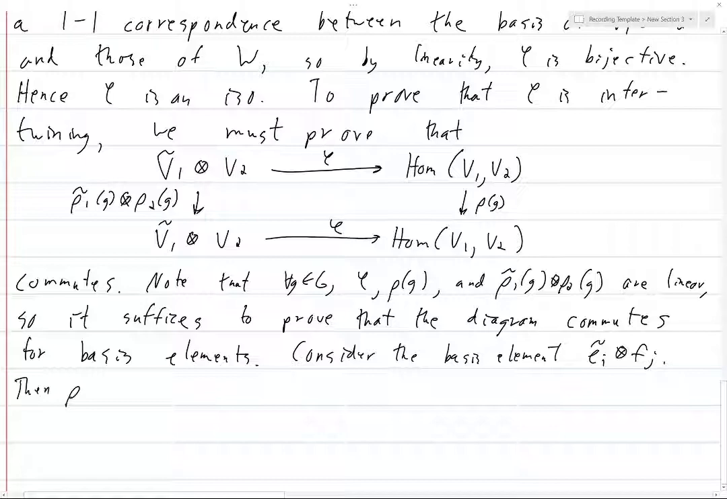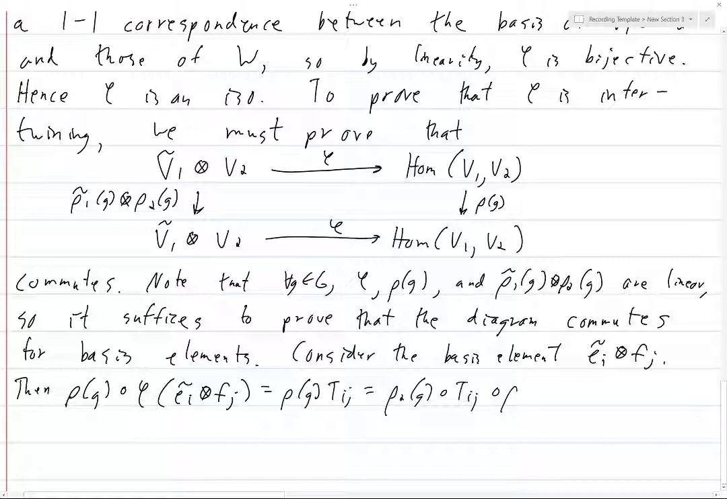Row sub g evaluated at... no, here we're going to have row g of phi of e_i tilde tensor f_j. So this is, we're going across first and then down. Oh, I guess it decided to load. So this equals rho g of, well, t_ij. But what is that? That is rho 2 g of t_ij of rho 1 g inverse.